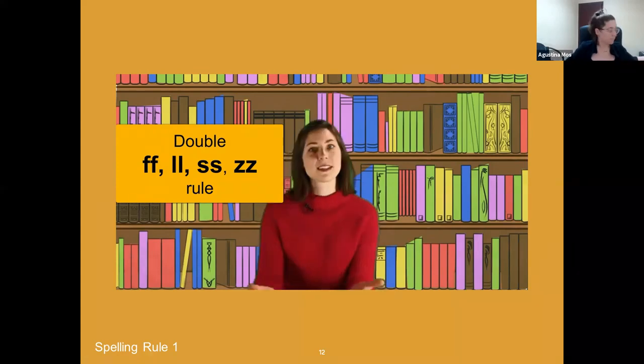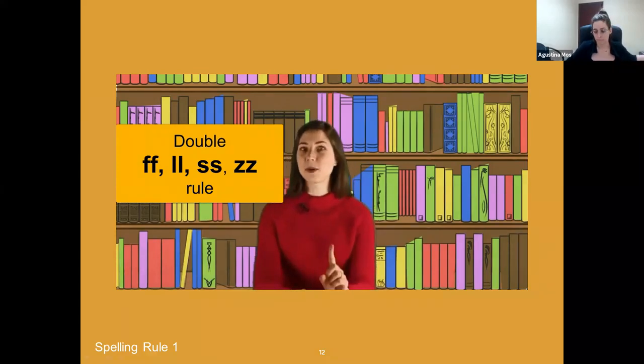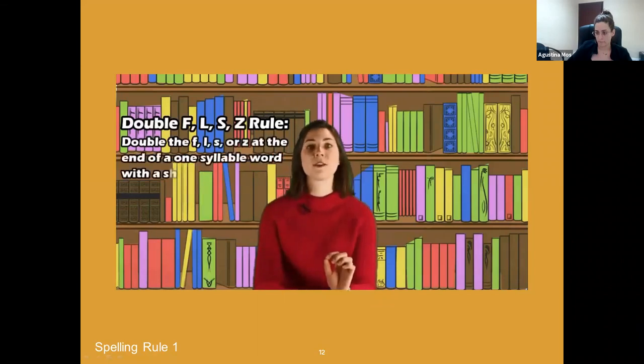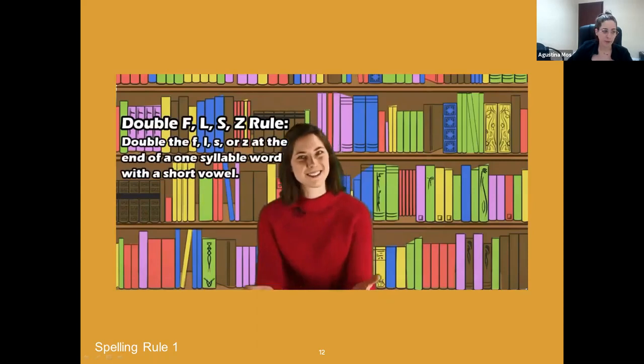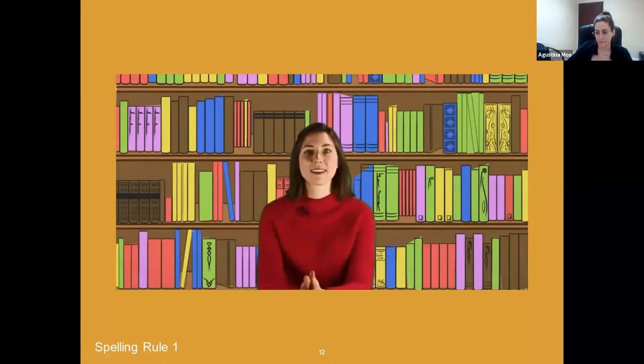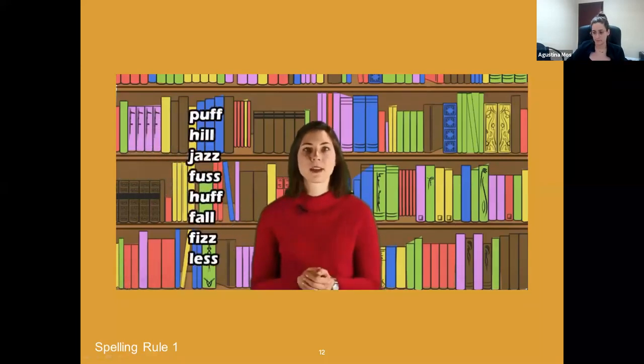The rule is that at the end of a one-syllable word with a short vowel, if it ends in is or me, if you can hear it, I'll repeat what she's saying. That letter is double. You only hear one sound. It's just a spelling rule. We just need to know to double that last letter. So words like hill, fill, puff, puff, path.